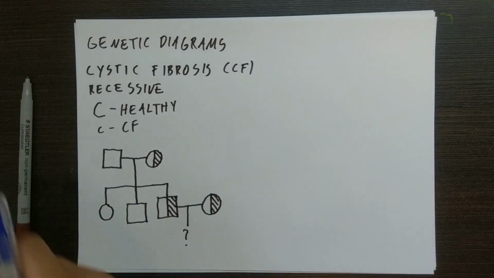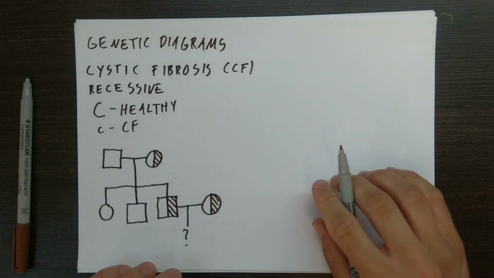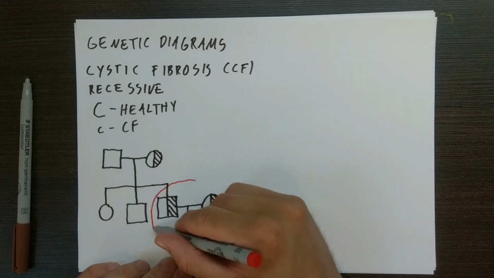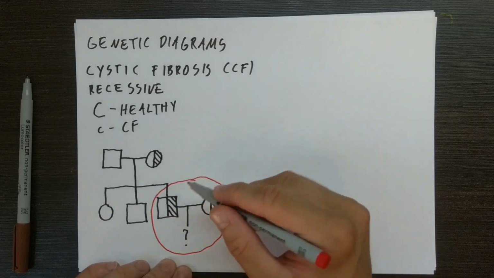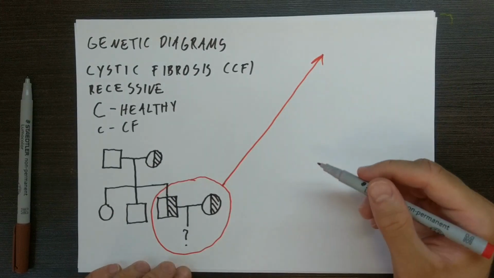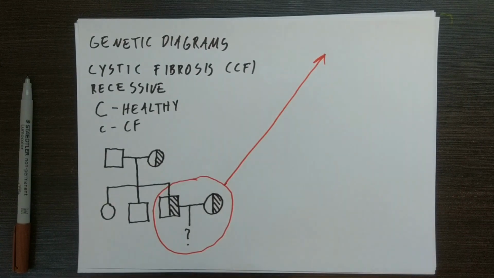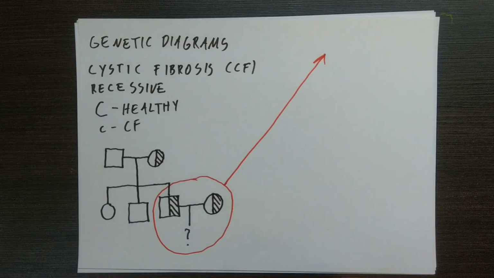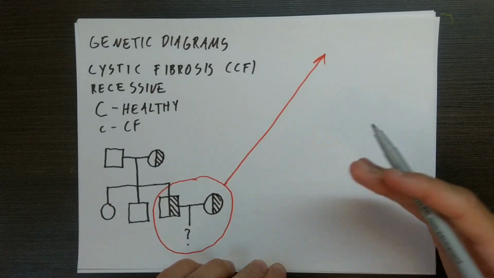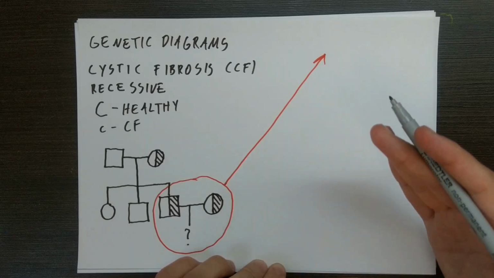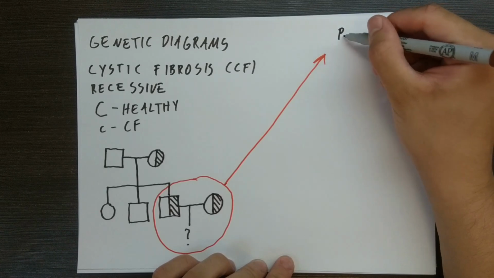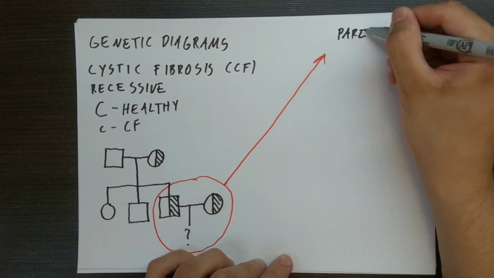So now, in order to figure that out, we need to create a genetic diagram. So we're going to take all of this over there. We're going to circle that this is what we're concerned with. I'm going to move this over there. So, we need to create a genetic diagram to predict the alleles that offspring will have, and therefore the genotype and phenotype that the offspring will have. So, first let's start with parents.